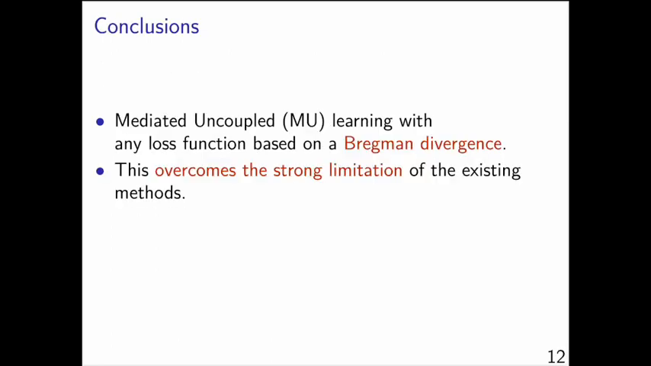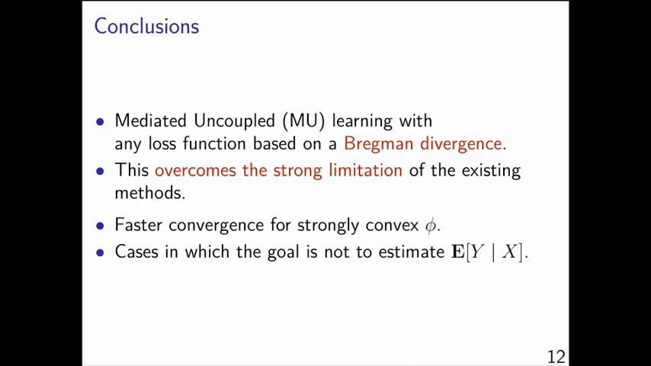To sum up, this work proposed MU learning methods that can handle any Bregman divergence-based loss function. This overcomes the previous limitation of MU learning. For future work, we are interested in the analysis of the strongly convex case. Cases in which the goal is not to estimate the conditional expectation are outside of the framework of Bregman divergences. It would be interesting to study such cases.